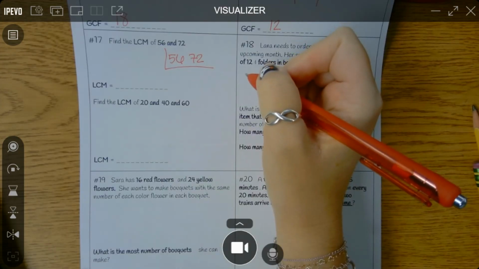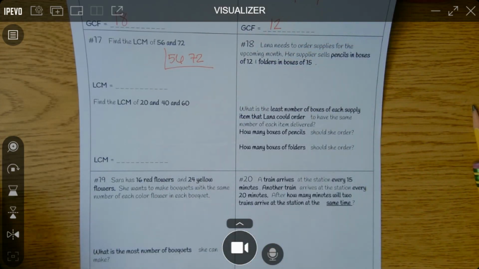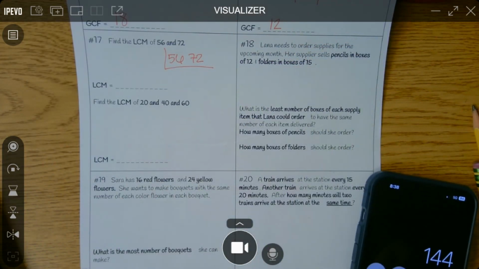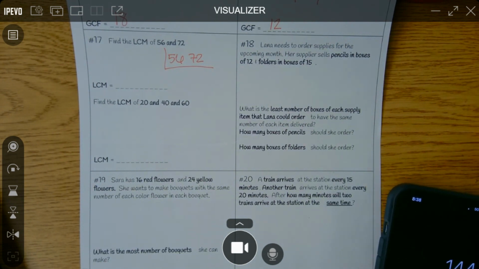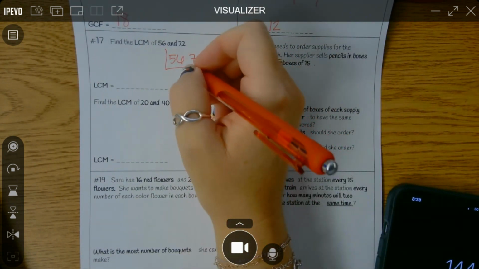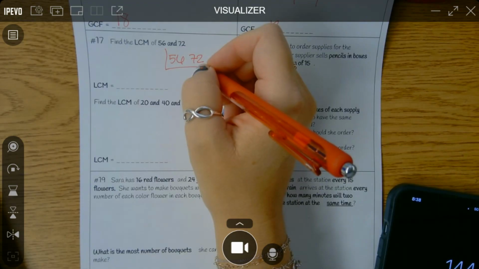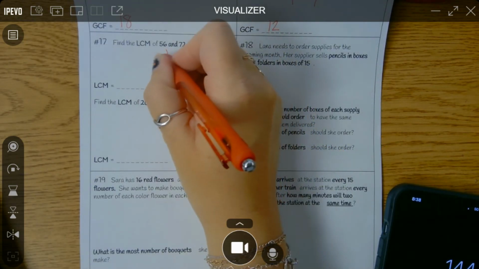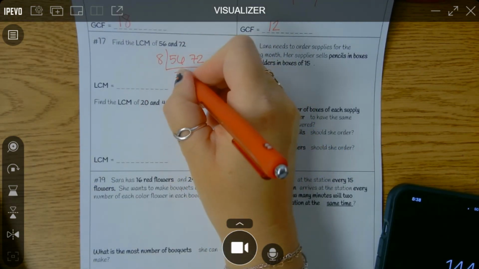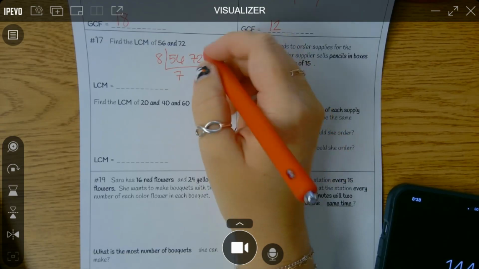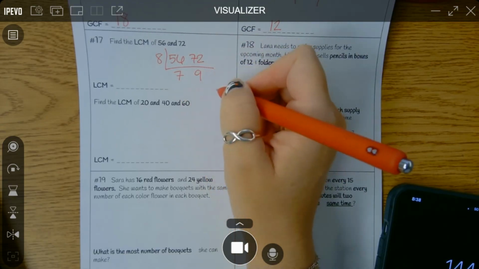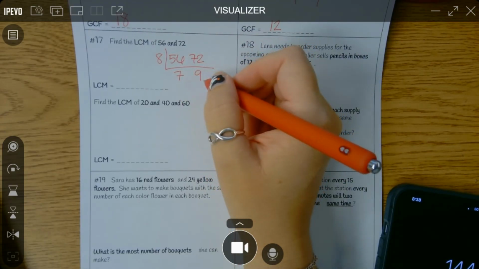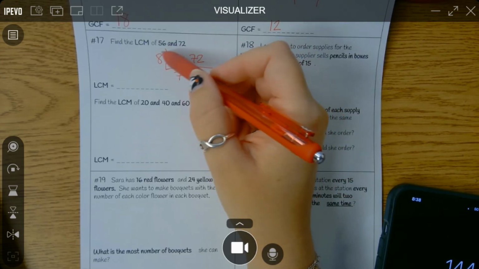And I asked myself, what can go into both 56 and 72? Well, not 56 times 72. What can go into both? I see an 8. 8 can go into 56 7 times, and 8 can go into 72 9 times. Can anything go into both 7 and 9? Nope, so I'm done. If I was asked to find the GCF, it would be 8.